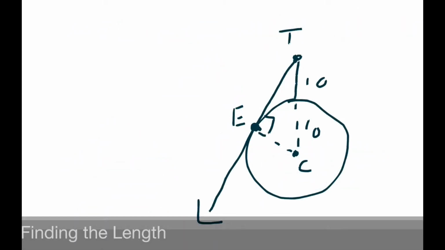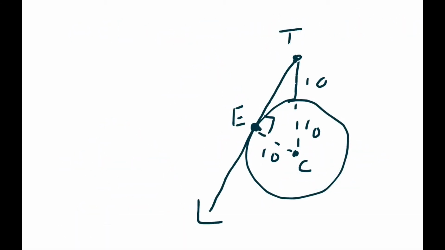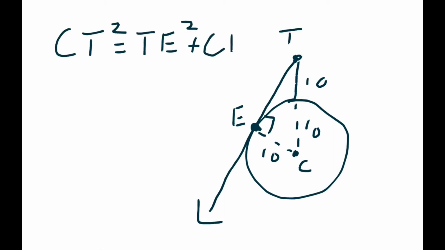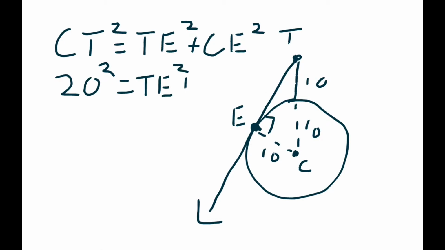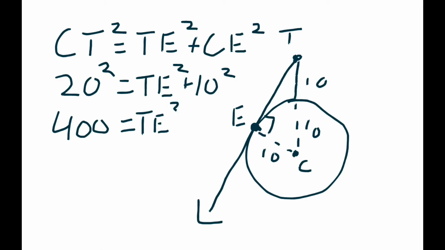To find the length of TE, you can use the Pythagorean theorem. CT squared is equal to TE squared plus CE squared. Now you can plug in to get 20 squared is equal to TE squared plus 10 squared. 20 squared is equal to 400 and 10 squared is 100. Therefore you would get 400 is equal to TE squared plus 100.